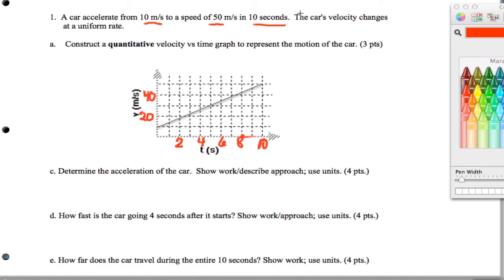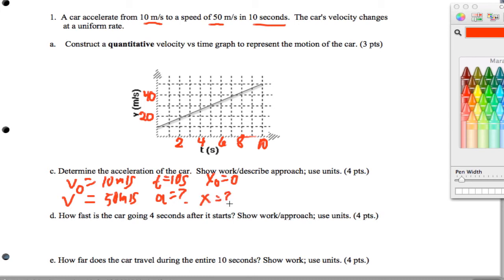Now we want to determine the acceleration of the car, and the way we're going to do that is to use the formula. Let's remember, the initial velocity is 10 meters per second. The final velocity is 50 meters per second. We have a time. We don't know the acceleration. We know the initial position is 0, or we assume it's 0 because they haven't given it to us. We don't know the final, so when we plug in, the only formula we can really use is this one. And so we have 50 equals a times 10 seconds plus 10, and a ends up being 4 meters per second squared.